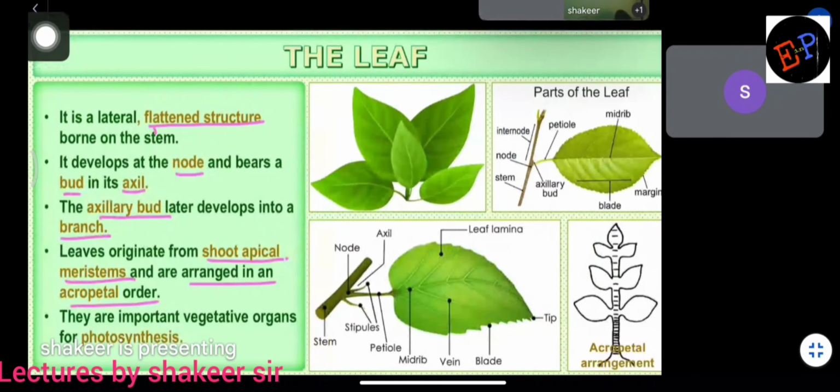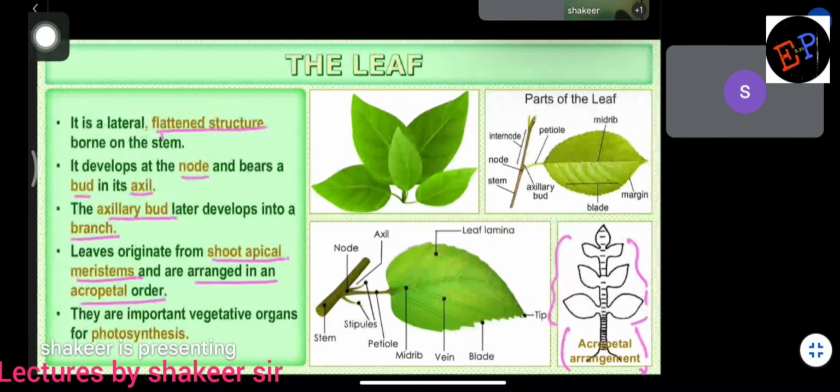So, here you are seeing this acropetal order. This kind of arrangement of leaves we can call the acropetal order of arrangement. Are you able to understand?